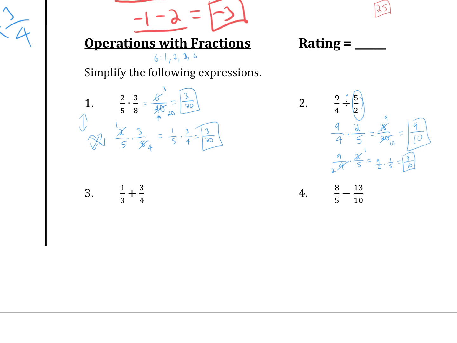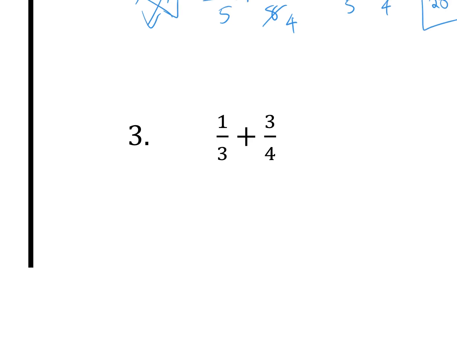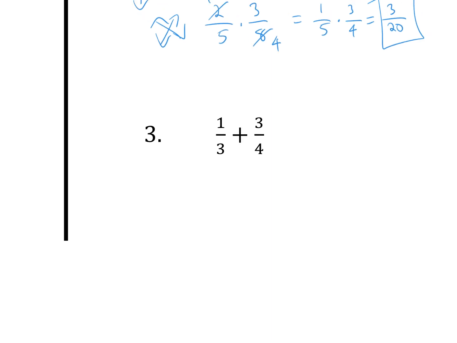Now we're going to be doing adding and subtracting. With this, we need a common denominator. You guys remember how to find that? The easiest way would be to multiply by the opposite denominator, multiplying by each of these, the 3 and the 4. Or you can list multiples.